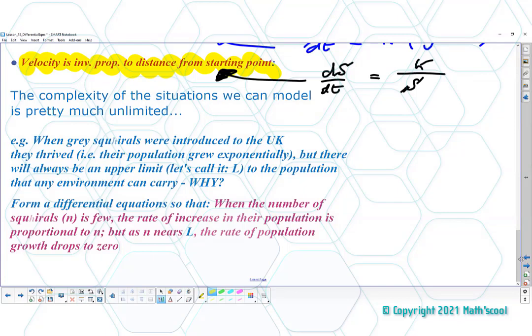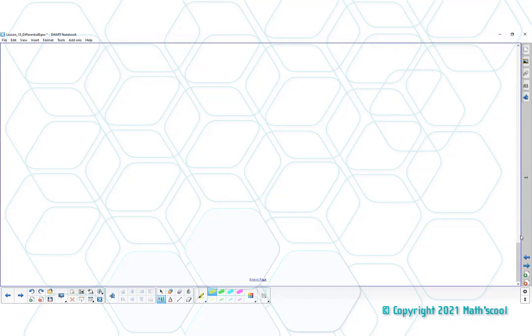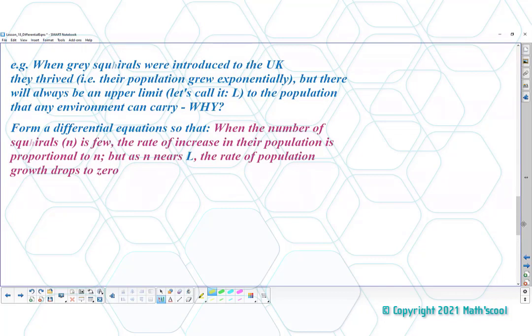When grey squirrels are introduced to the UK, they thrived. The population grew exponentially, but there will always be an upper limit, let's call it L, to the population that any environment can carry.